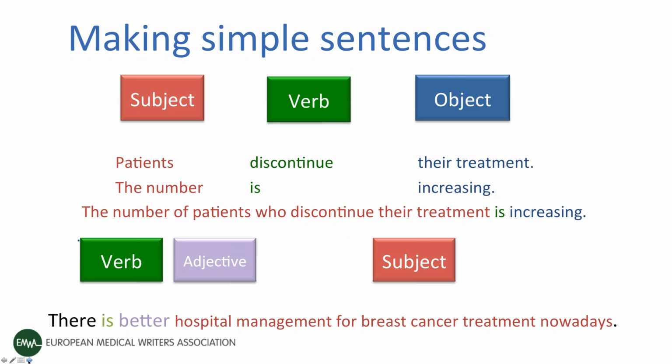Then it can be made a little bit more interesting by adding adjectives or adverbs. In this case, I've given an adjective, and an adjective describes the noun. We're talking about the noun hospital management, and the adjective better. So there is, which is our verb, better, and then our subject, better what? Hospital management, and then we can continue and add other information if it's appropriate, for breast cancer treatment nowadays.